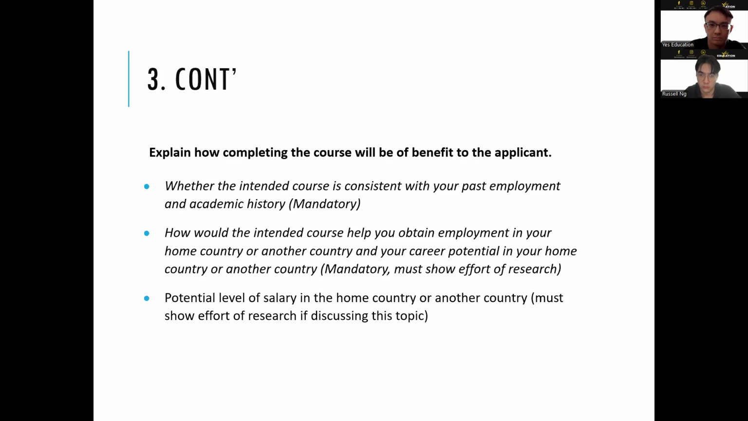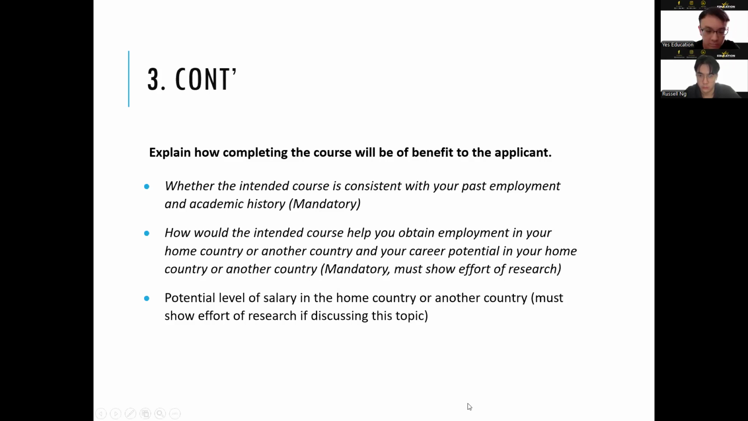If your employment and academic history doesn't align with the course you're choosing, you need to make an explanation why you're changing that direction, and it needs to be very persuasive for you to get a grant.